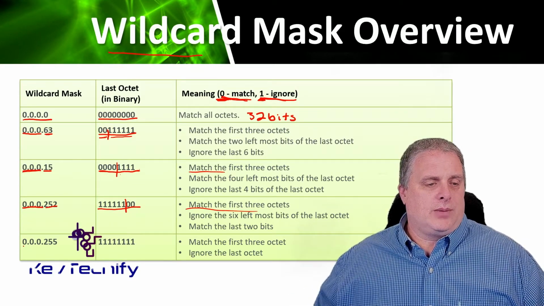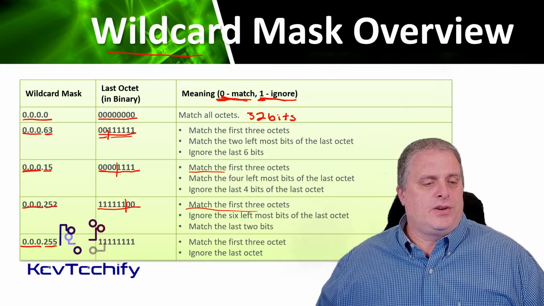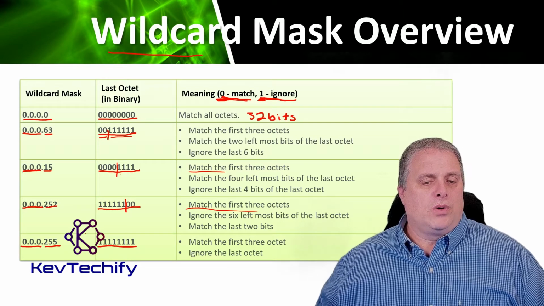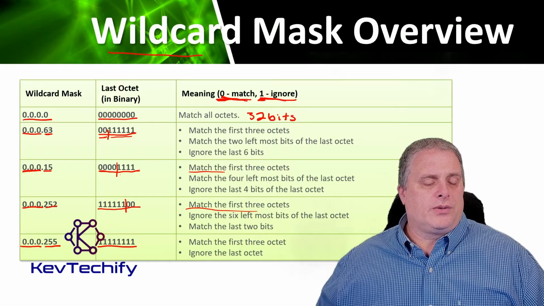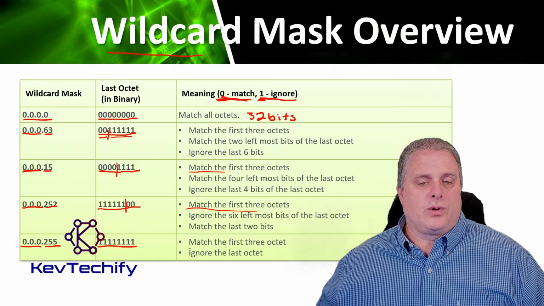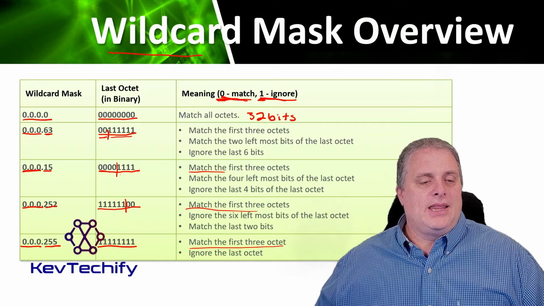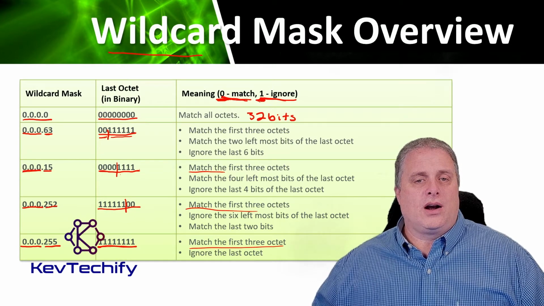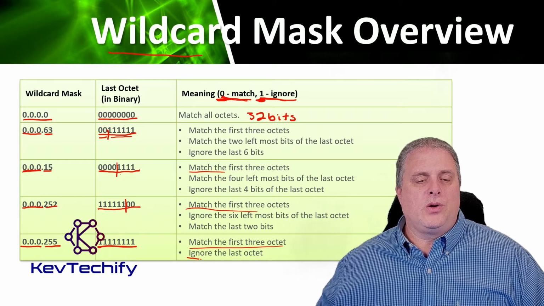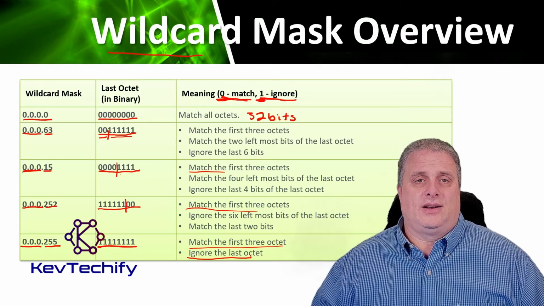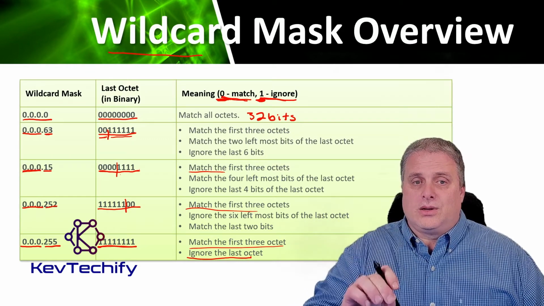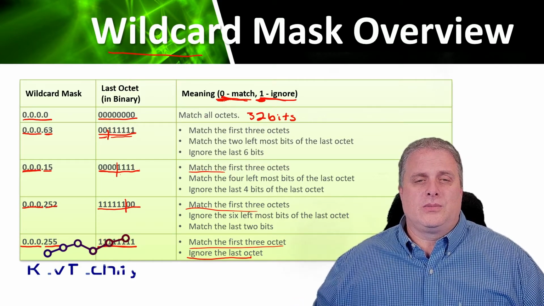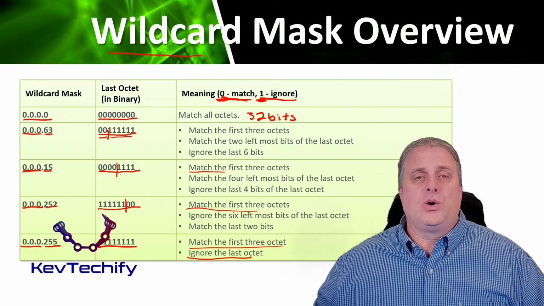Here's another example. We have 3 zeros and then 255, which we convert to all ones. We have zeros in the first 3 octets, so we're matching those 3 octets. The last octet is all ones, and a 1 means we're ignoring it, so we ignore that whole last octet. So in the wildcard mask, zeros mean match, 1 means ignore.